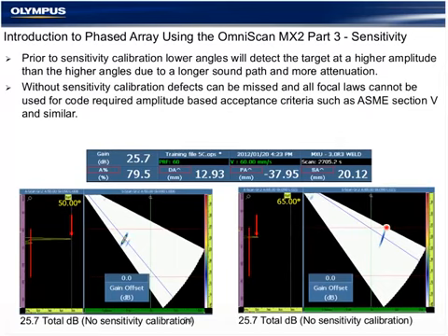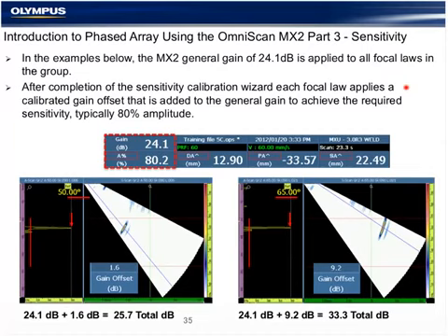In the examples below, the MX2 general gain of 24.1 was entered for all focal laws in the group. After completion of the sensitivity calibration wizard, each focal law applies a calibrated gain offset that is added to the general gain. So both of these angles, 50 and 65, have 24.1 dB of what we call hardware or general gain, and then an offset gain from the UT beam menu is added to every focal law to bring them all to 80% amplitude.